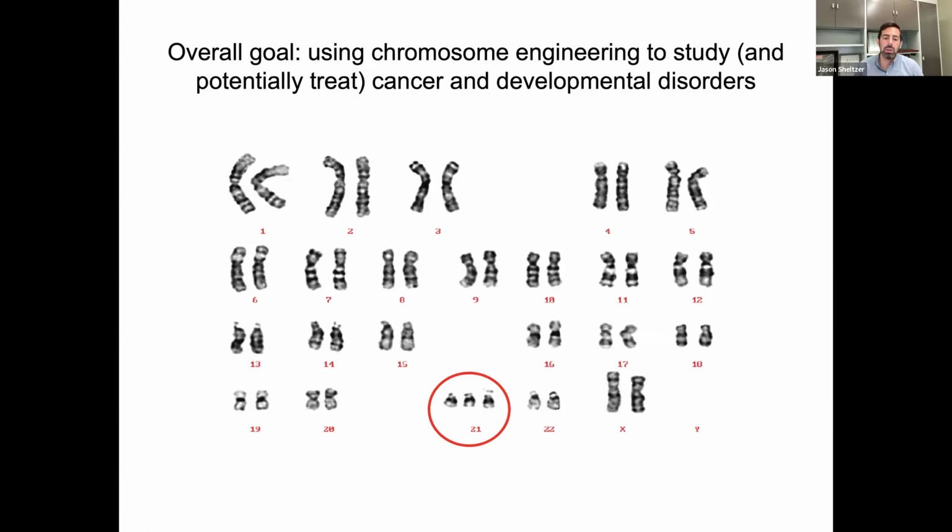And our overall goal is to develop ways to study chromosome changes like the trisomy of chromosome 21 in the lab to understand how it impacts normal development, to understand how it impacts processes like cancer, and to try to develop approaches to address some of these consequences of chromosome rearrangements and chromosome copy number alterations.